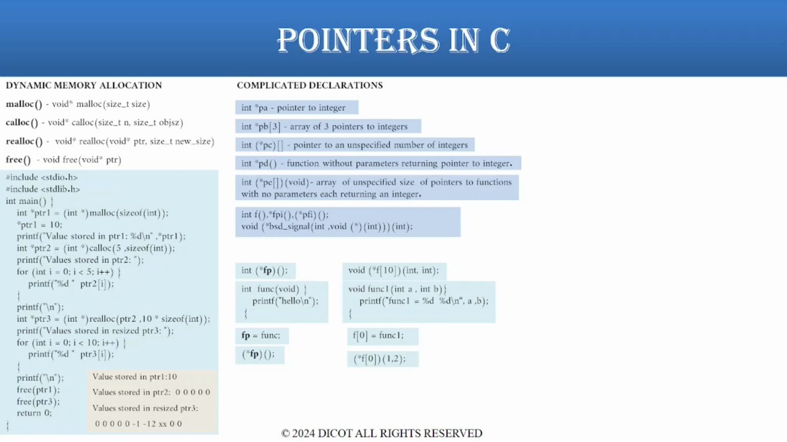*f of 0 of 1, 2. This line calls the function func1 using the first function pointer in the array f of 10. Alternatively, the function can be called directly with f of 0 of 1, 2, which is functionally equivalent. Function pointers are useful in scenarios where you need dynamic function calls, such as implementing callback functions, state machines, or command patterns.